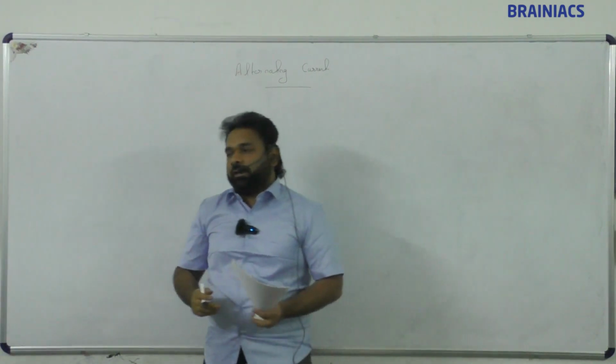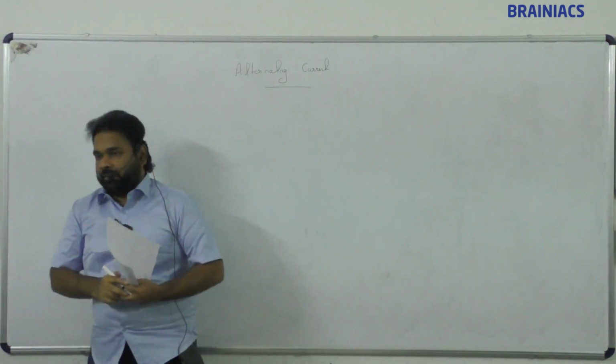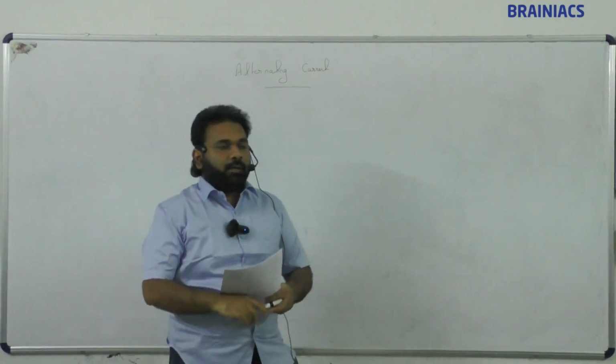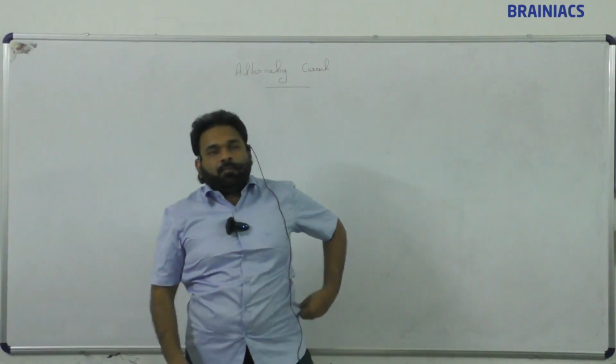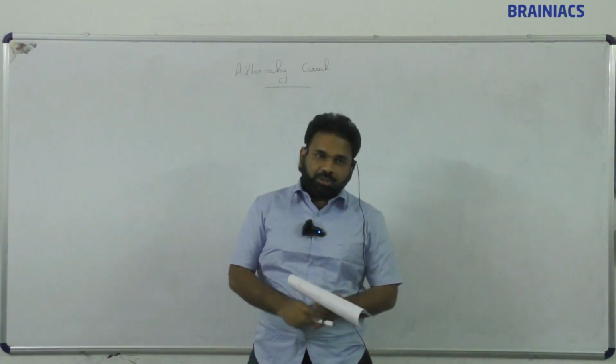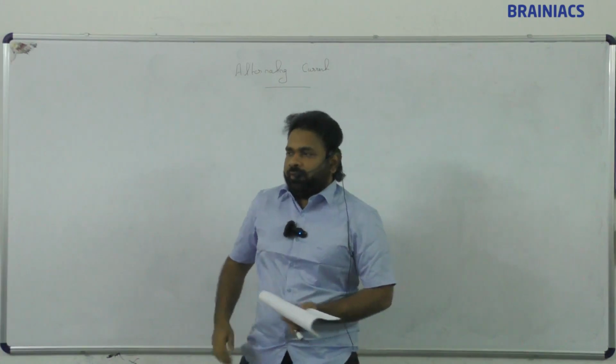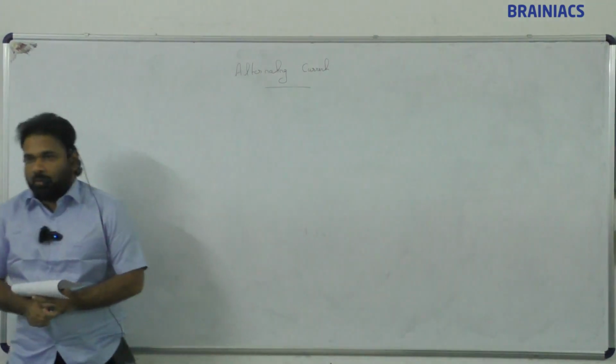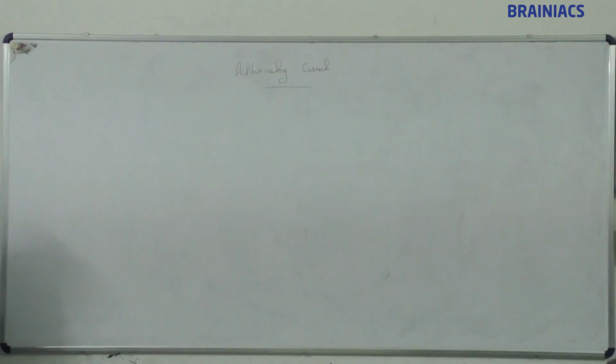Okay students, so we are starting alternating current. Alternating current and alternating voltage. We know about DC, direct current. All the currents which we have discussed in current electricity is what? DC.